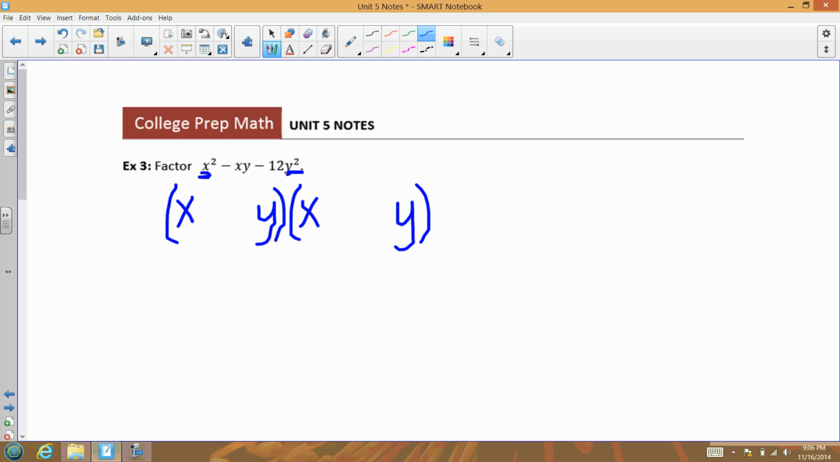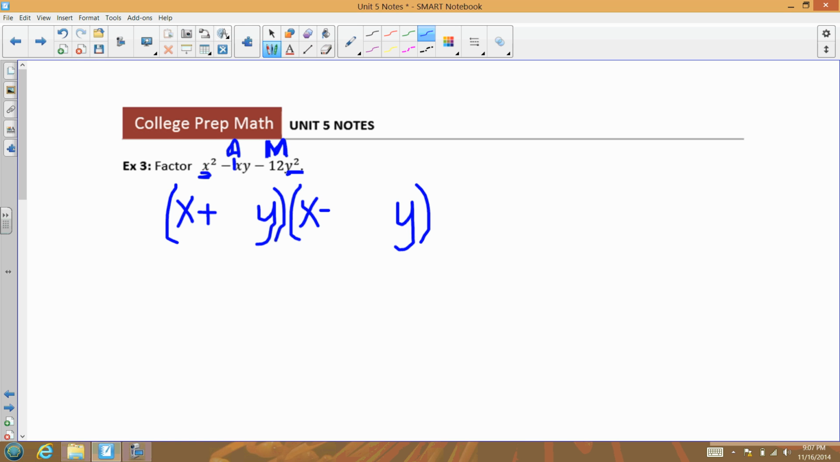So that's all I really need to worry about: if you have an x squared, put that x and x, and then for the y squared, you've got to get your y's in there as well. So now it's still going to apply. We're going to add and multiply, and when we're adding, we're really adding to a negative 1 because that's the number in front of xy, and multiplying to a negative 12. So again, I'm multiplying to a negative. That tells me I'm going to have opposite signs.